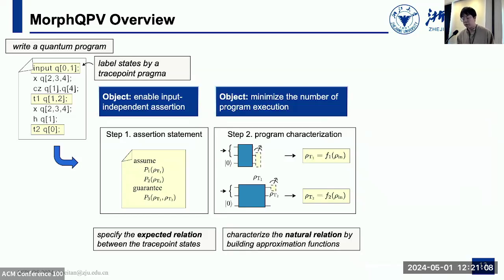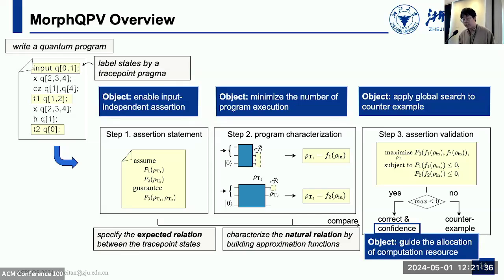And then MorphQPV will validate the assertion automatically. It first characterizes the program to model the relations of the states, and it builds classical approximation functions that have a similar behavior as the quantum program. The approximation functions will be simple but accurate. And this makes our validation performed on this classical function to minimize the complexity.